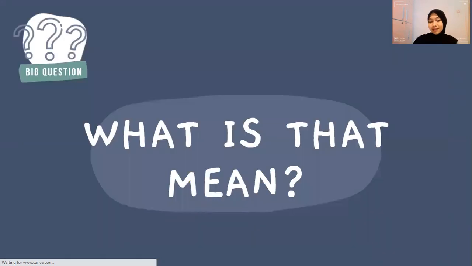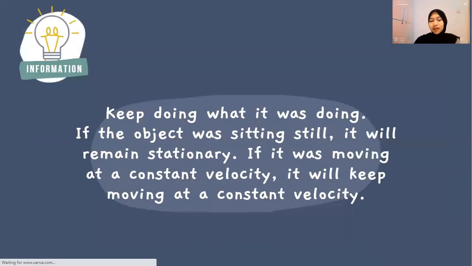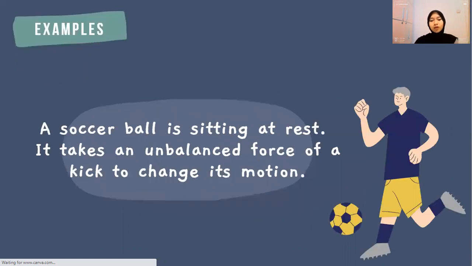So what does that mean? It keeps doing what it was doing. If the object was sitting still, it will remain stationary. If it was moving at a constant velocity, it will keep moving at a constant velocity. For example, a soccer ball is sitting at rest. It takes an unbalanced force of a kick to change its motion. So that's an example of Newton's first law.